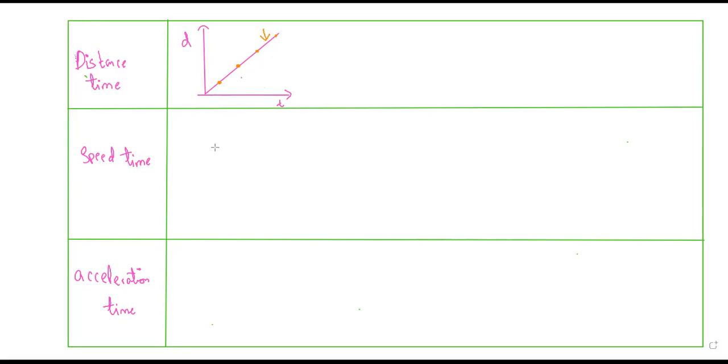So, what else do you do? Is the gradient positive or negative? The gradient's positive. Very good. So you can make a rough sketch for the speed time graph. You know that the gradient is positive and it is constant. It is the same because gradient on a straight line does not change. This means that the speed time graph would be a straight horizontal line.